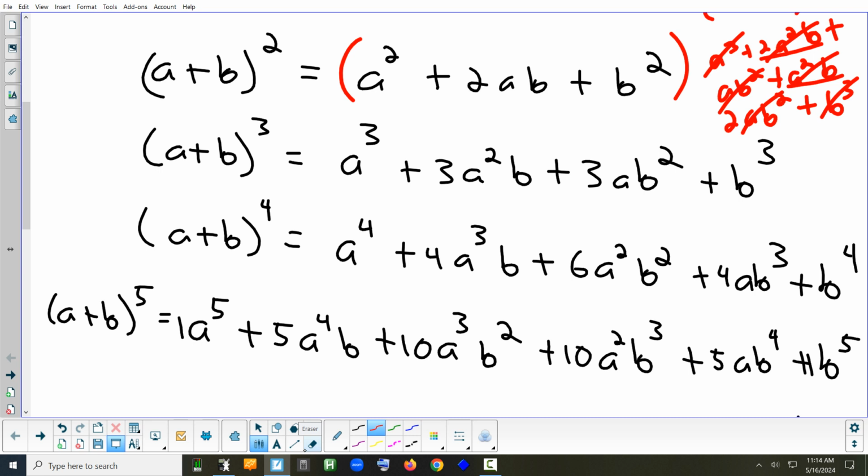So if you look at the factored version on the left and the expanded version on the right, does anybody see a pattern? There's a few patterns here of something that's going on.